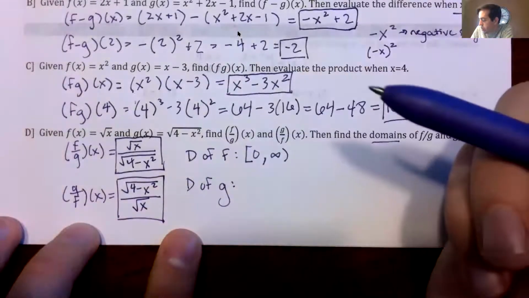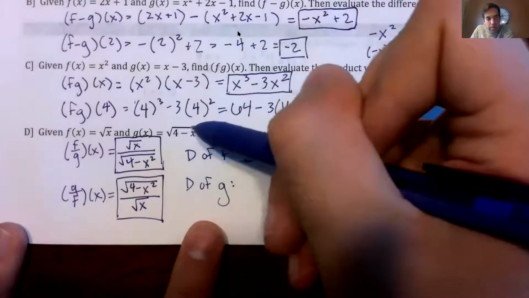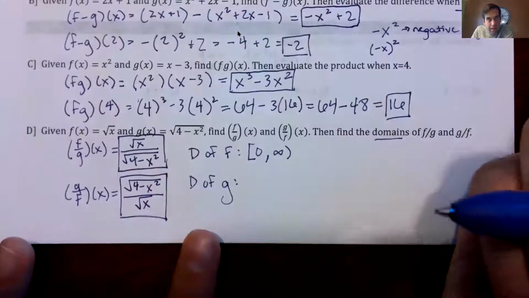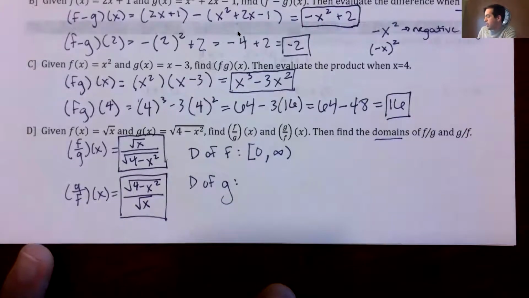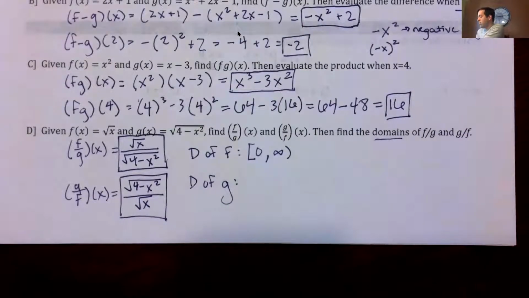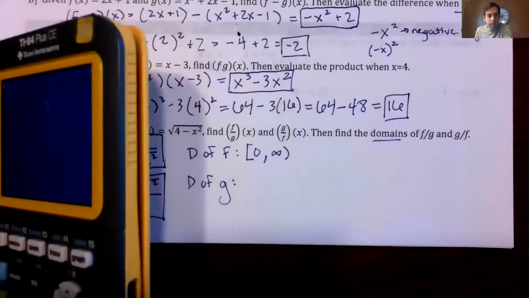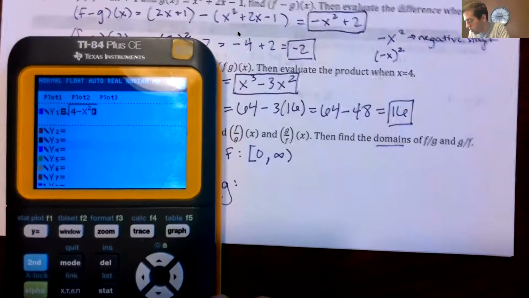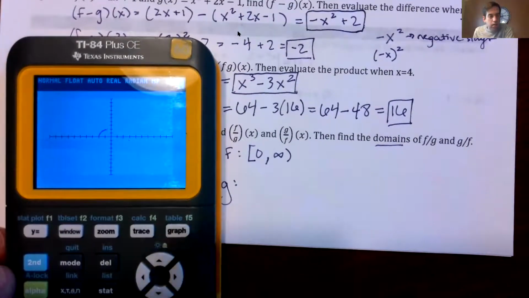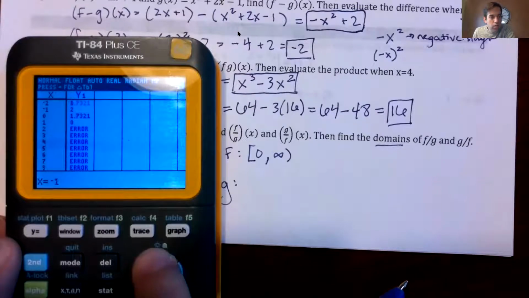Now we have to take the domain of g. And g is the square root of 4 minus x squared. So the question is, what values can I plug into 4 minus x squared and still be positive so that when I take the square root, I get a real answer? I could just try using the calculator here. If I plug in square root of 4 minus x squared, you'll see it looks like this. We can go to the table, and it works from -2 to 2.